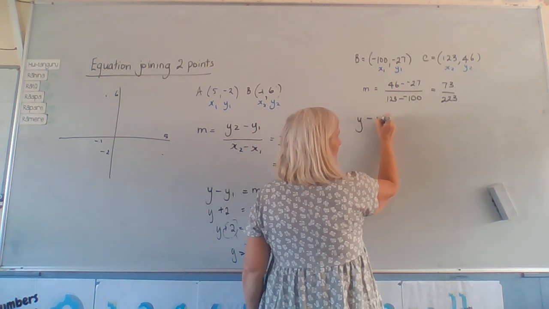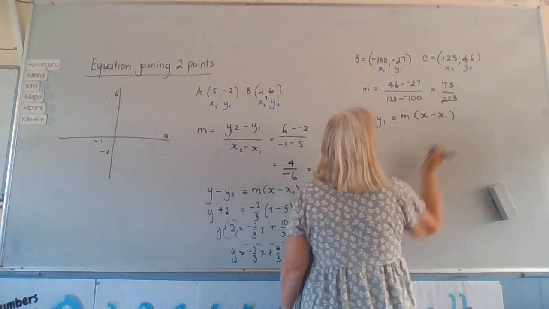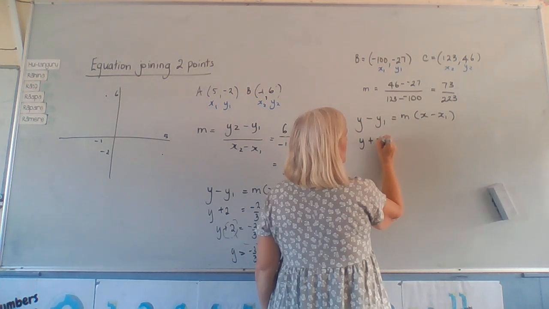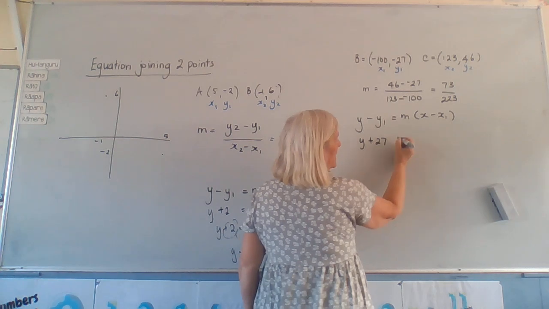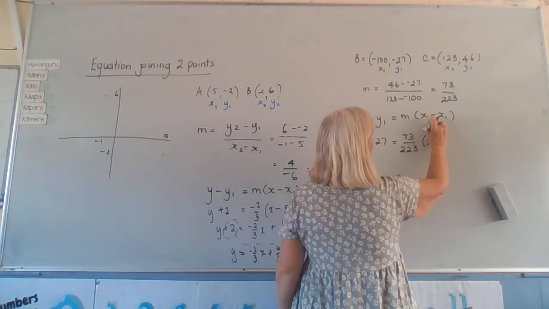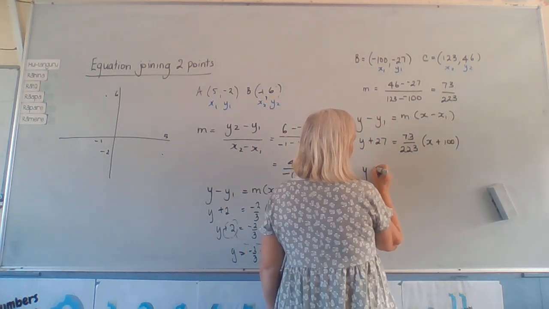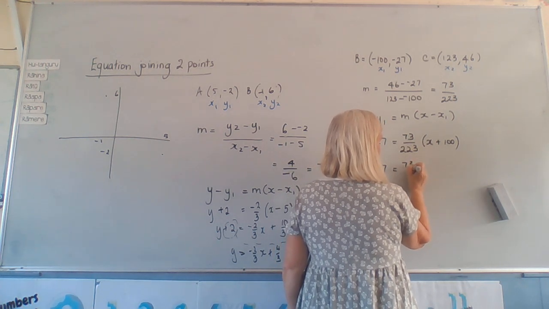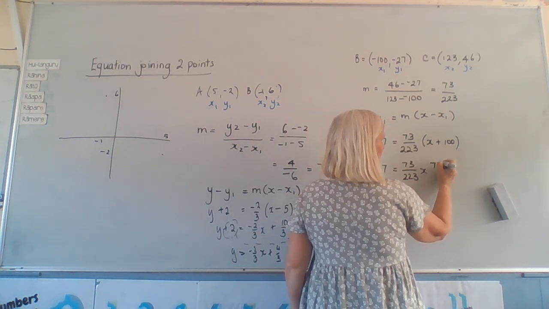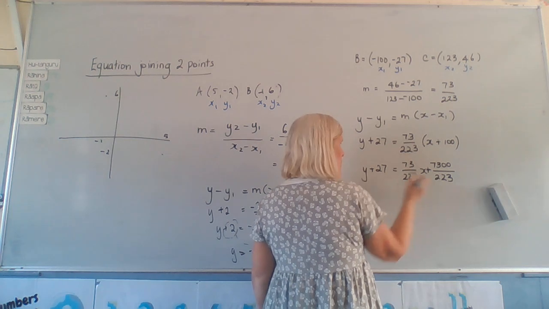Then I want to put it into the equation of the line. y minus y1 equals m(x minus x1). I've got a double negative over here and a positive over there, but that's all right because these negatives will make this positive. y plus 27, so minus negative 27, equals, now the horrible looking fraction, that's okay, and then x minus negative 100, so plus 100. Multiply out the brackets, y plus 27 equals 73 over 223 x, and then 100 times the top line, 7300 over 223, minus 27 from that.